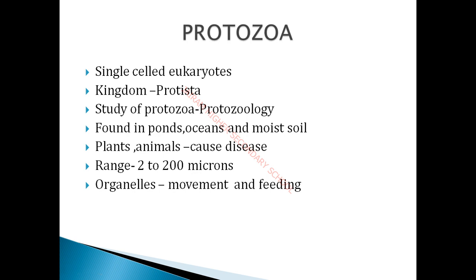எந்த ஒரு செல்லில் நியூக்ளியஸ், நியூக்ளியர் மெம்பரேன், எல்லா செல் ஆர்கனல்ஸும் பிரசென்ட் ஆயிருக்கோ அதை நாம் யூகேரியாட்ஸ்னு சொல்லுவோம். அதே மாதிரி புரோட்டோசோவாவில் எல்லா செல் ஆர்கனல்ஸும் பிரசென்ட் ஆயிருக்கு, nuclear membrane present ஆயிருக்கு. So it is called an eukaryote.